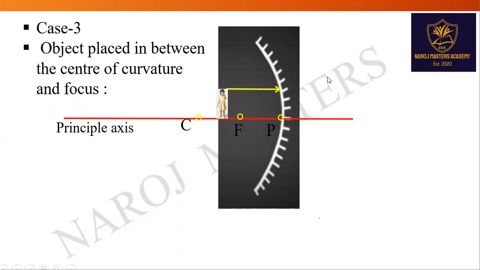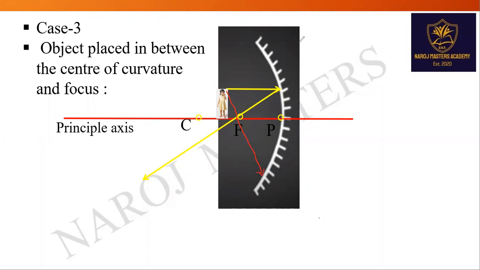Pass the light rays which are parallel to the principal axis, and they get reflected through the focus. Now, it is very difficult, so we can pass the light rays through the focus, or we can also pass the light rays through the center of curvature. We can pass in any way, or we can also pass the light rays through the pole.